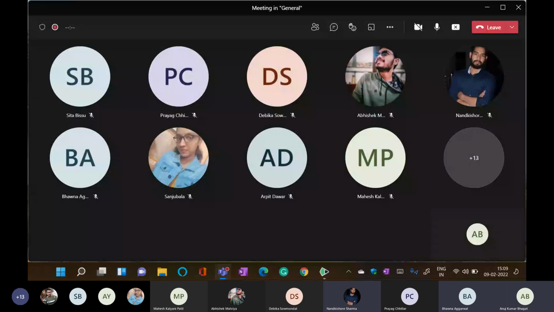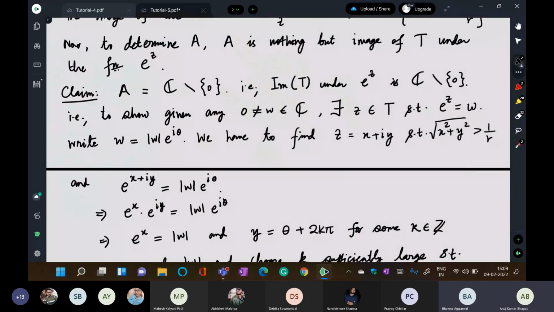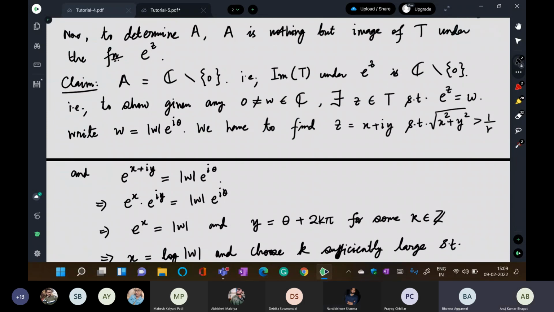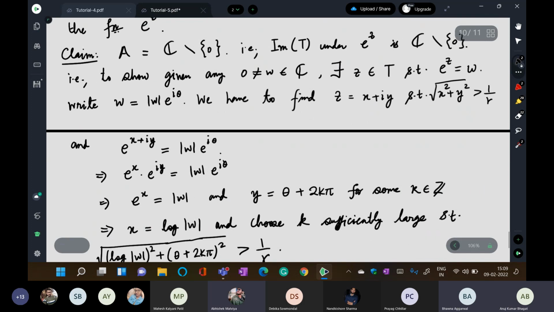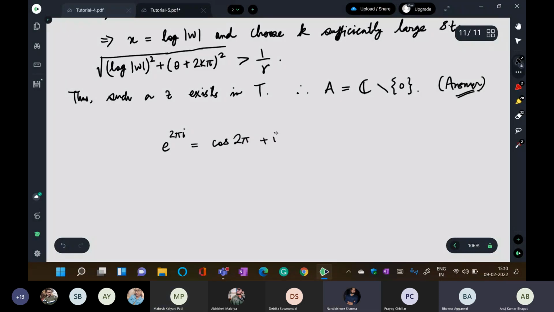Sir, T doesn't contain z equals 0. Right. So e to the power 0 is 1, so 1 will not be in A? Yes, 1 will be in A, as an image. Since 0 is not in T, only e to the power 0 is 1? No, there are many values; you are in the complex plane now. e to the power 2 pi i is also 1, because it is cos 2 pi plus i sin 2 pi, which is 1. Yes, sir. Okay, sir.